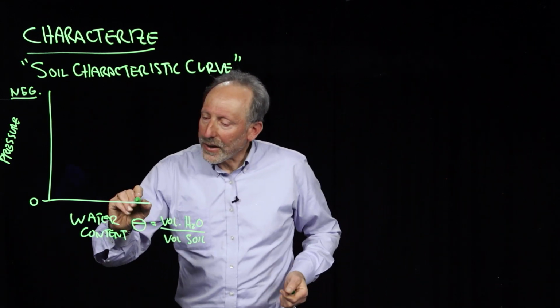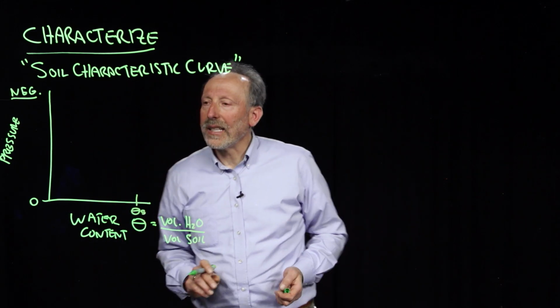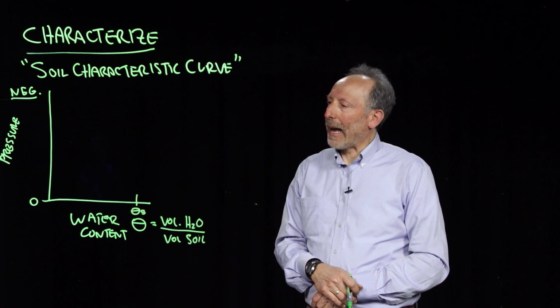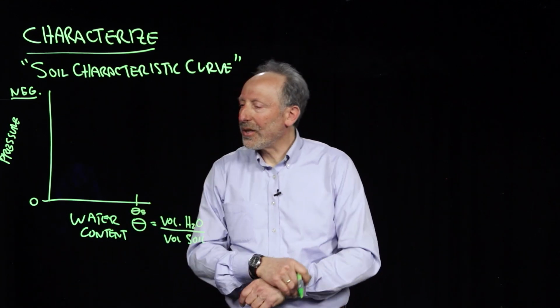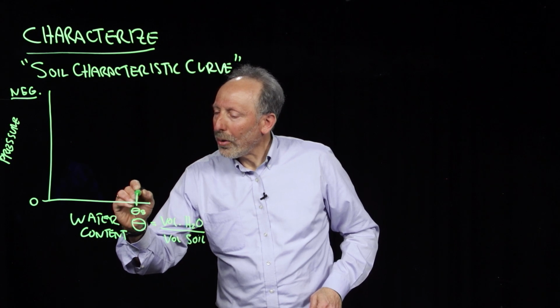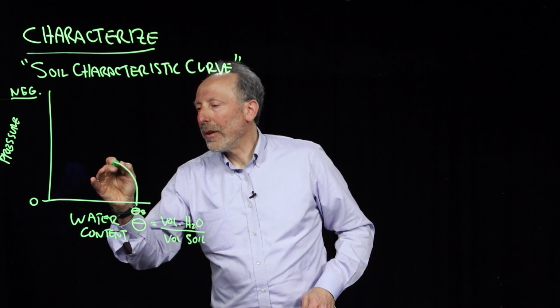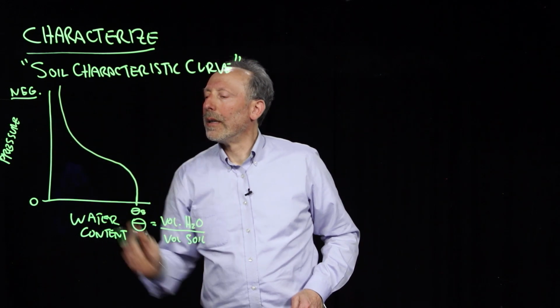So what we have on this curve, we start with, when it's saturated, we call that theta sat. So that's going to be the theta sat. And that's going to happen at 0 pressure. And then, as we drain our soil, we're pulling the water out, it dries. And so the characteristic curve looks something like this.